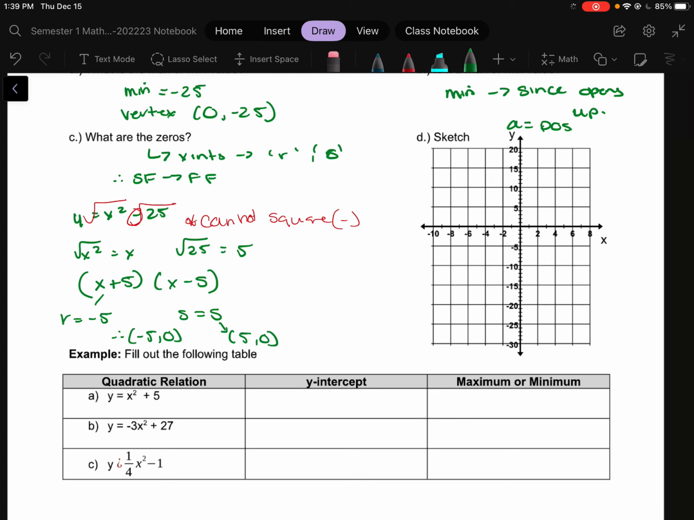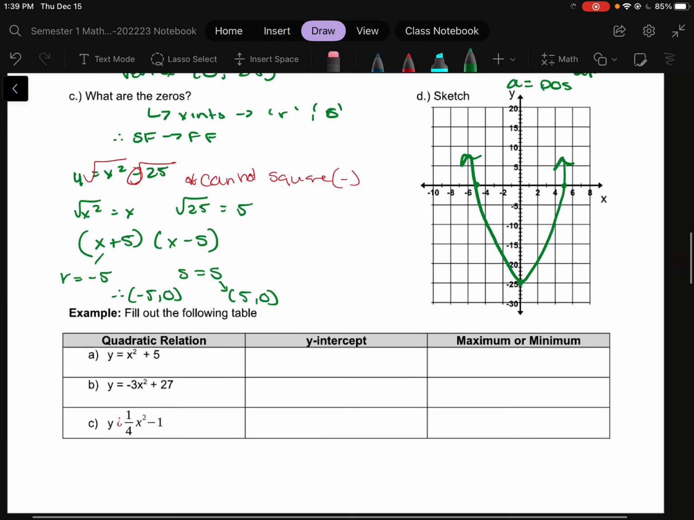Now we can sketch, so -5 and 0, and then 5 and 0. Our vertex we know is 0 and -25, so therefore we can draw our parabola based off of this.